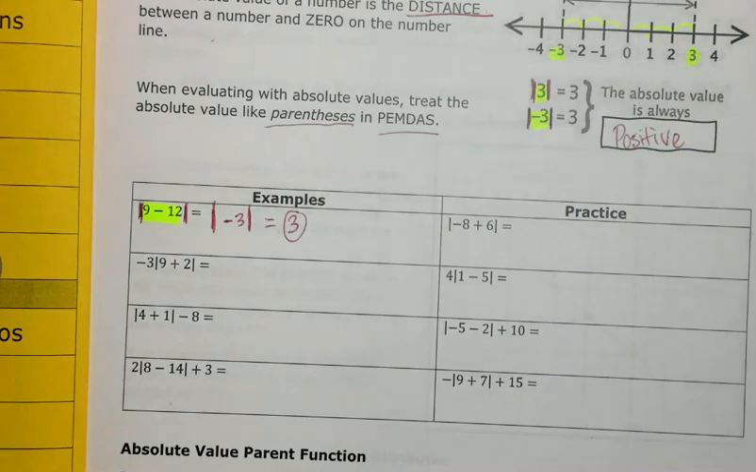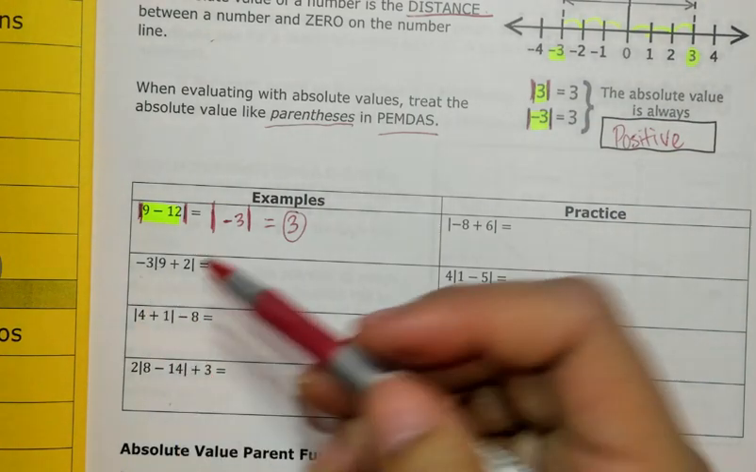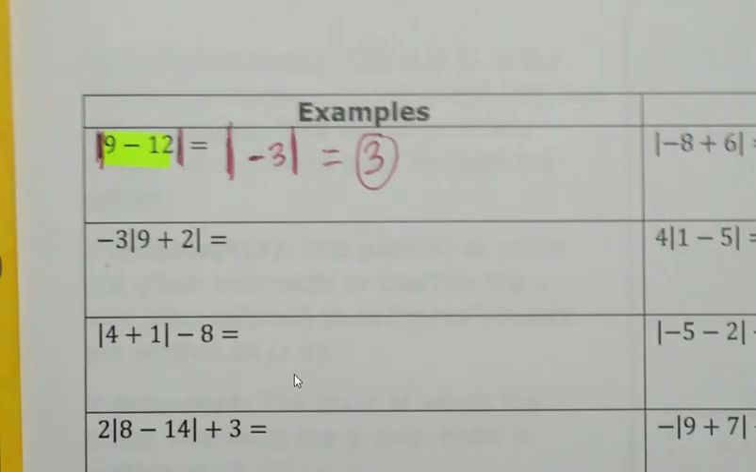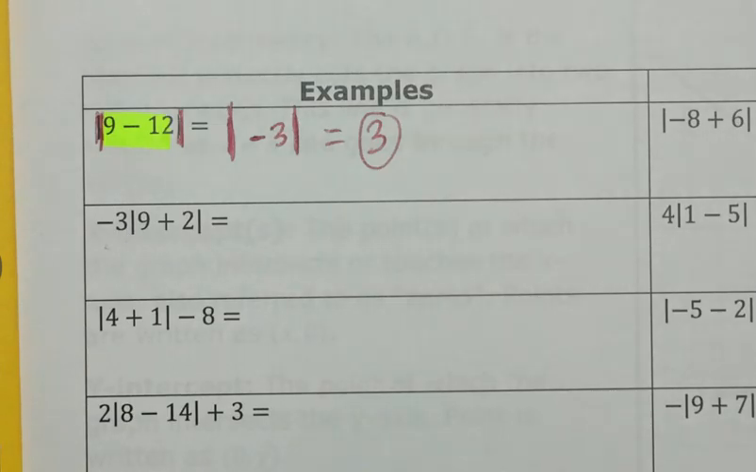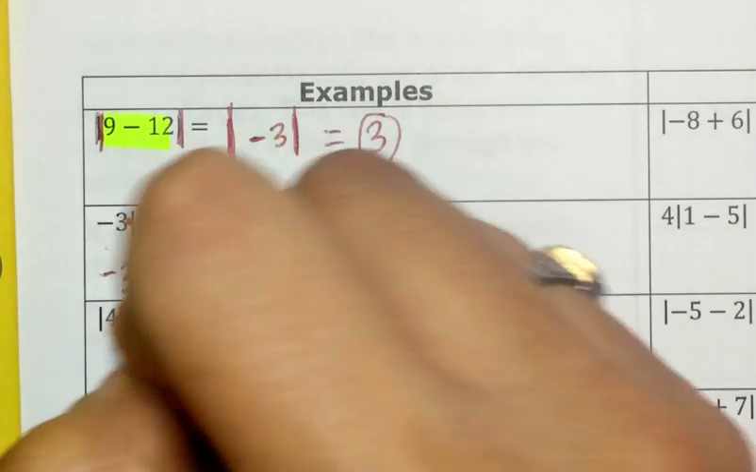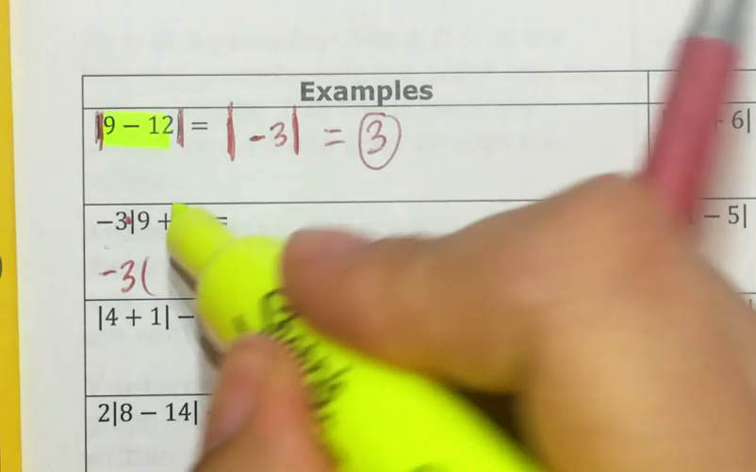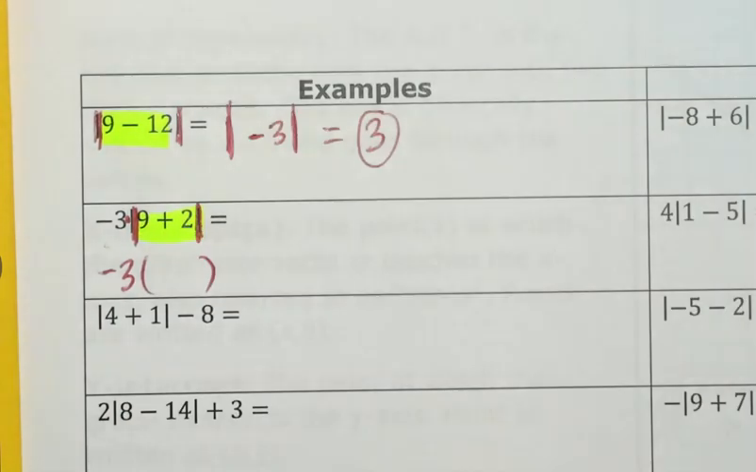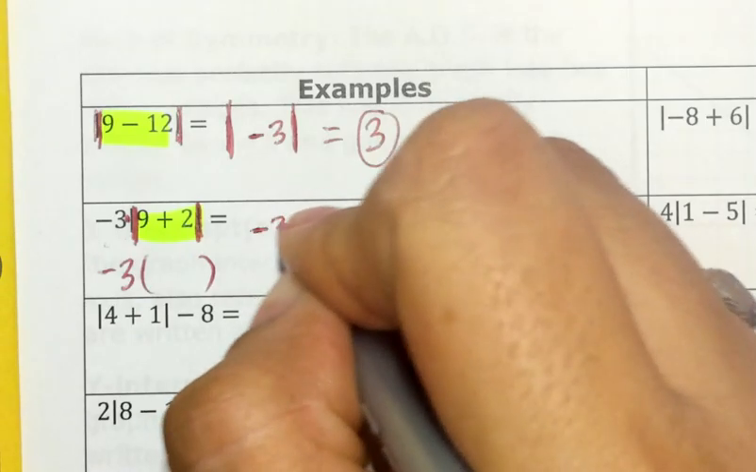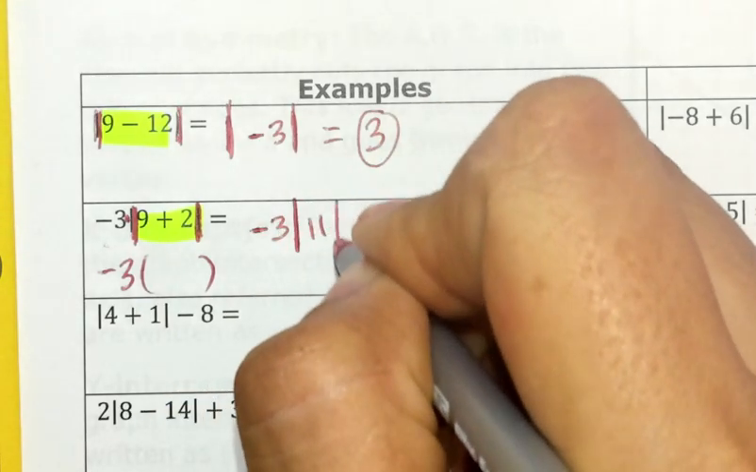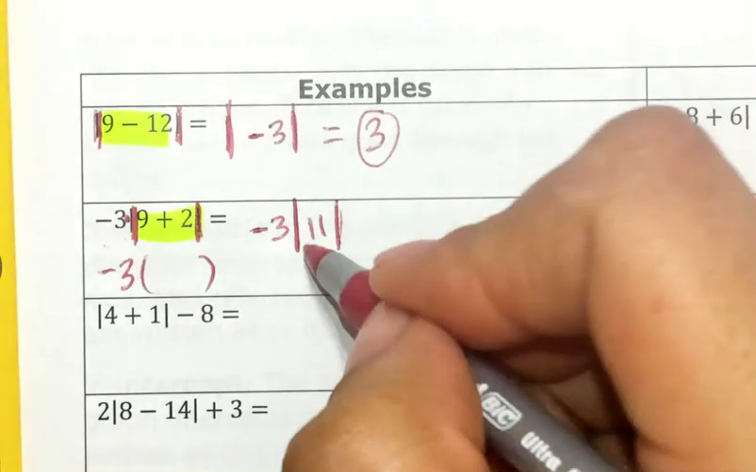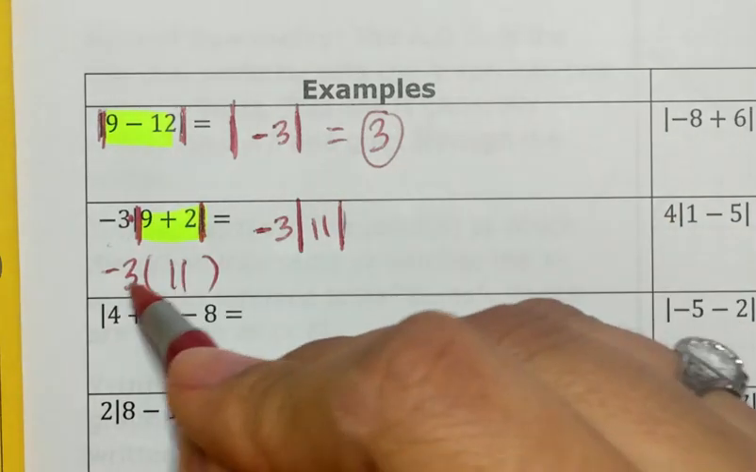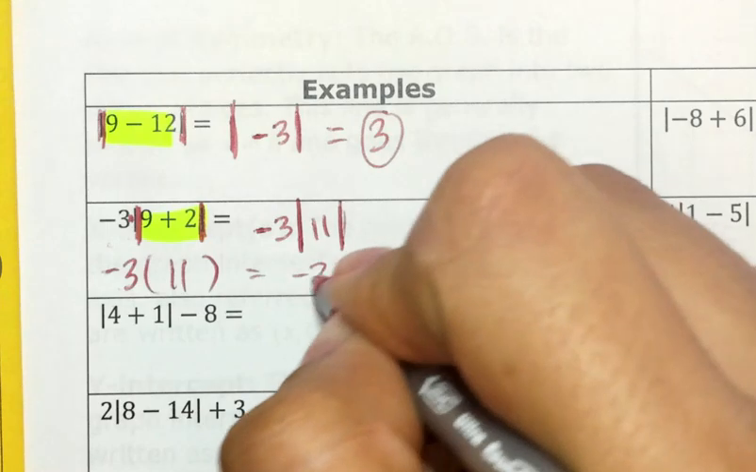So that's positive 3. Here we have negative 3 in the front, and that is a coefficient. We treat it as a coefficient, which results in multiplying that negative 3 times whatever the answer for that absolute value of 9 plus 2 is. So first, we need to find what the absolute value of 9 plus 2 is, and that results in negative 3 times the absolute value of 11. So negative 3. And then the absolute value of 11 is 11. So then that's just multiplying negative 3 times 11. So the answer is negative 33.